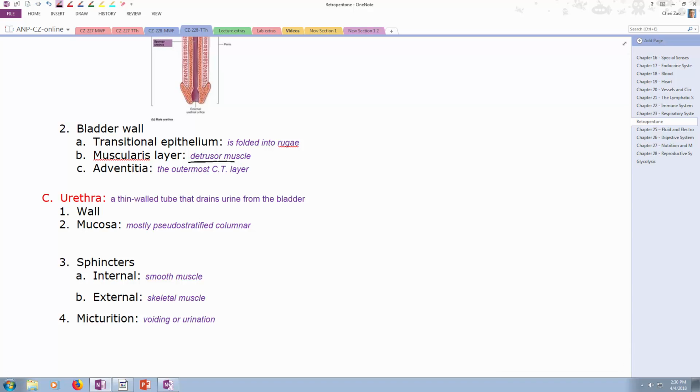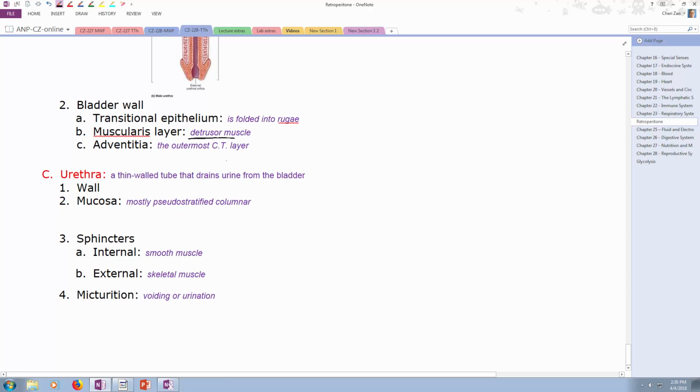Moving now externally towards the urethra, our notes state it's a thin-walled tube that drains urine from the bladder. Its wall has a fibromuscular aspect to it. We still have smooth muscle in it because there is still some peristalsis that actually occurs within the urethra itself. The mucosa, mostly pseudostratified columnar in male. That is not so for the female.